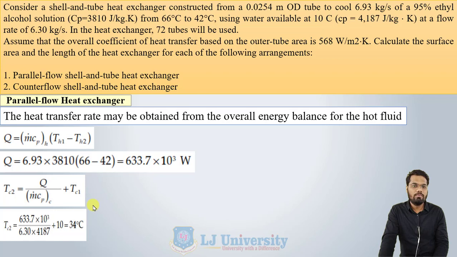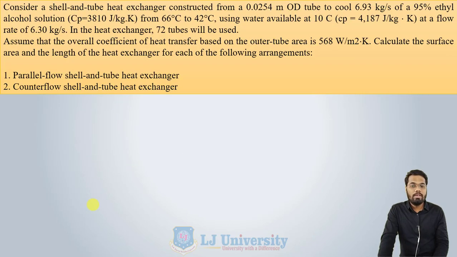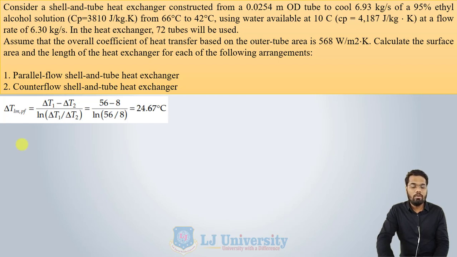Now we know all four values of the temperature, the mass flow rate of both fluids, and the specific heat of both fluids. So when we know all the temperatures, we can easily calculate the logarithmic mean temperature difference. For parallel flow, delta T1 is going to be TH1 minus TC1. Delta T2 becomes TH2 minus TC2. So 56 and 8. So delta Tm, the logarithmic mean temperature difference for the parallel flow, PF, is going to be 24.67 degrees Celsius.